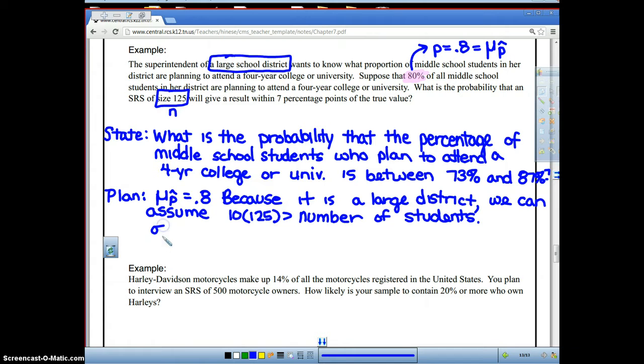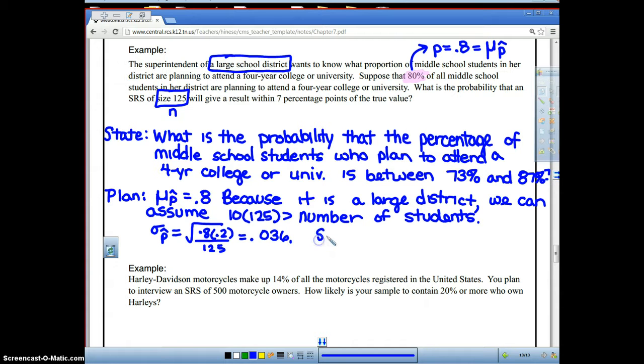So I can say that the standard deviation of p hat is equal to the square root of 0.8 times 0.2, which would be 1 minus p, over 125. And what I actually end up with for my standard deviation is 0.036.